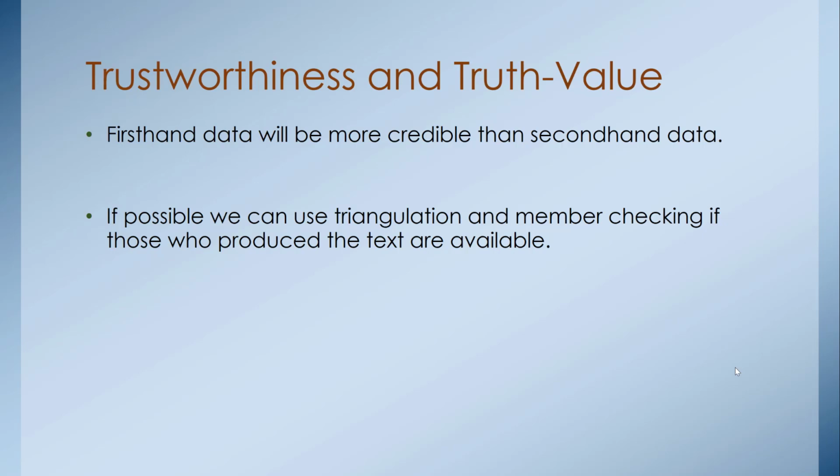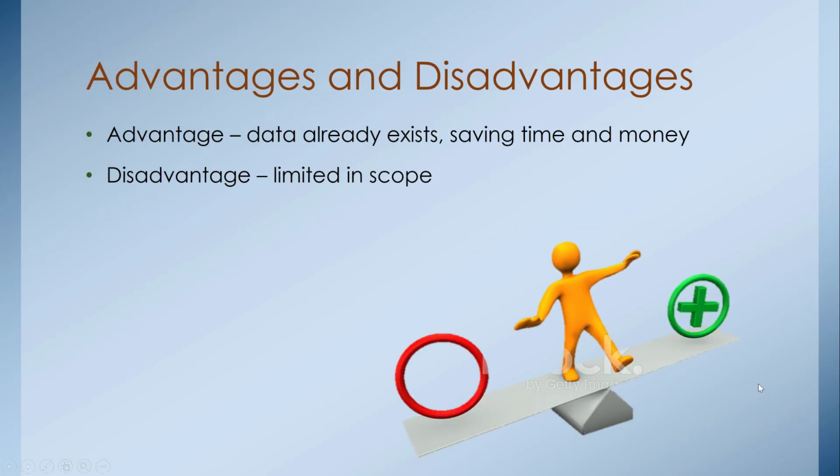Advantages and disadvantages. Of course, the advantage is the data already exists, and so this saves time and money. You don't have to collect the data. The disadvantage is because it already exists, it's going to be limited in scope. It was there for a reason other than what you're looking at. So you're trying to make something that exists fit with what you're looking at. So there's going to be a limited scope to it.